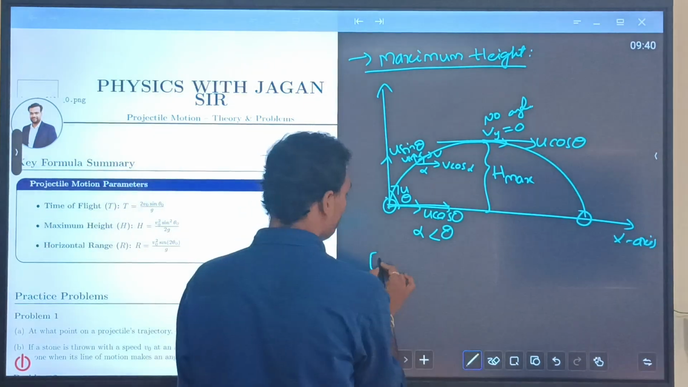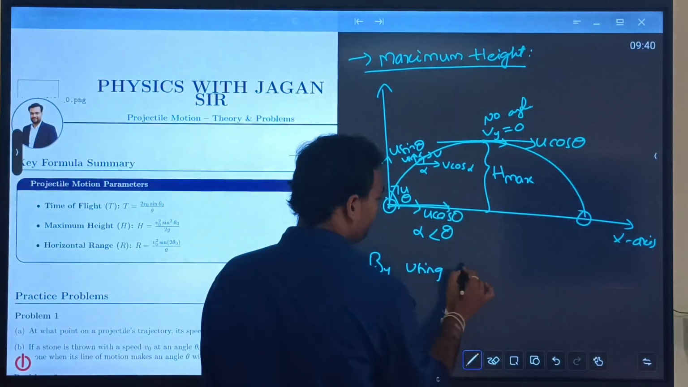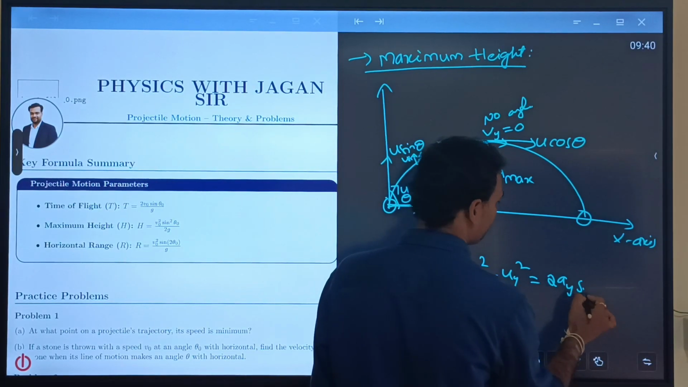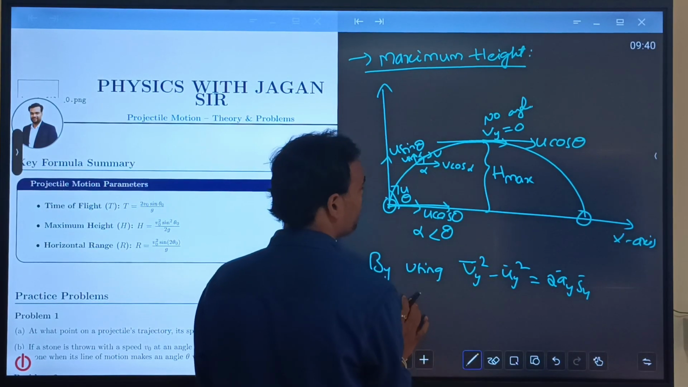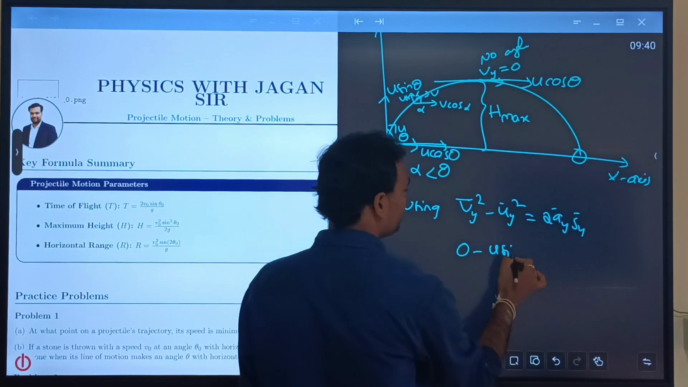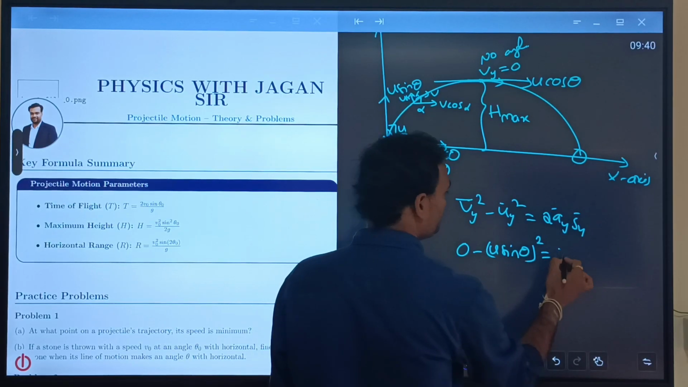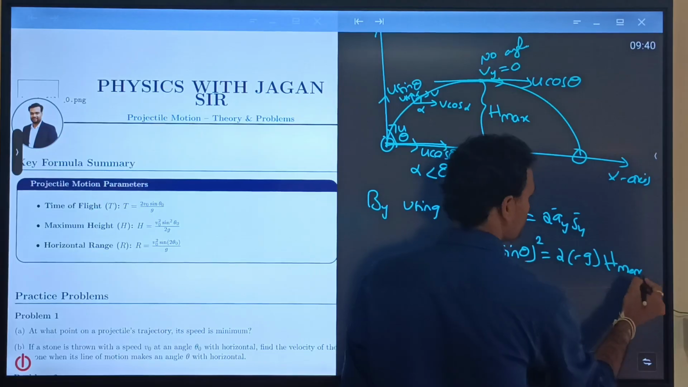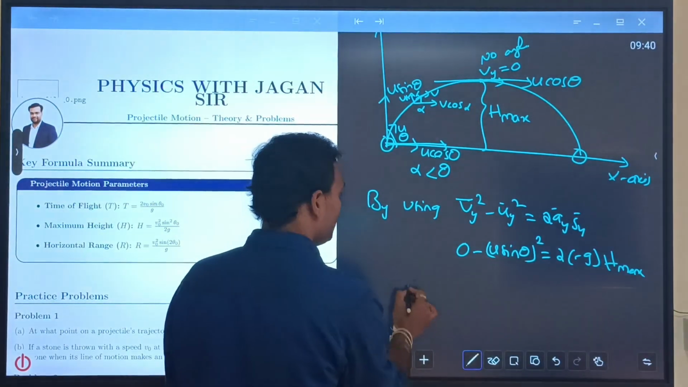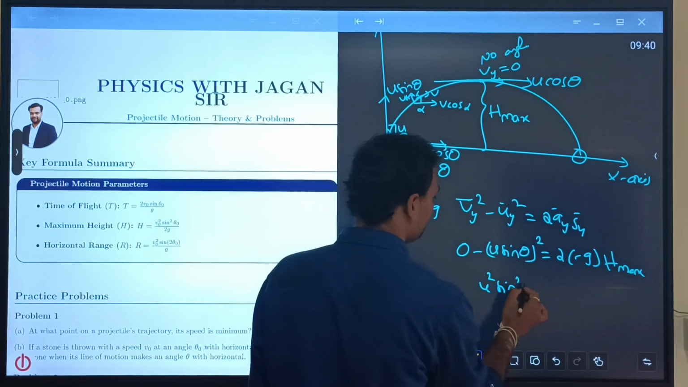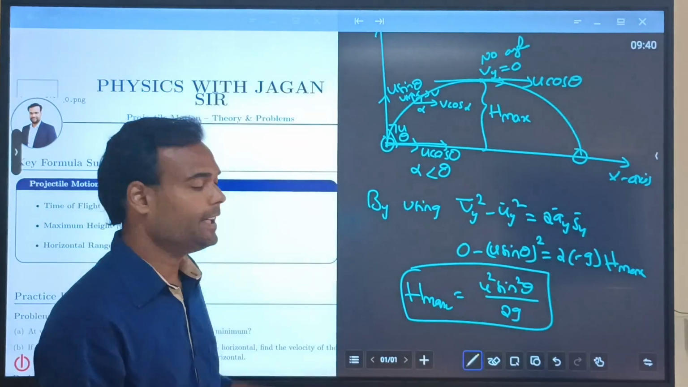Now by using the formula vy square equals uy square plus 2 ay sy, here vy is 0, uy is u sin theta, so u sin theta square, 2 times minus g, and sy is equal to h maximum. Then h max is equal to u square sin square theta by 2g. This is the maximum height condition.